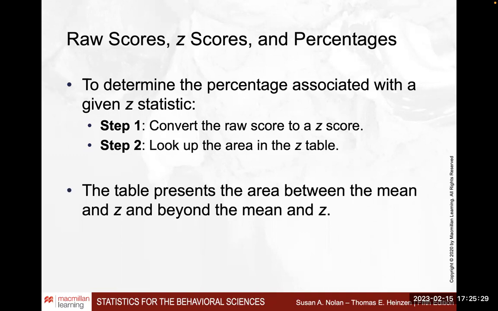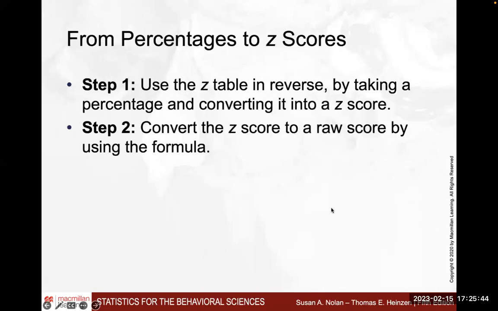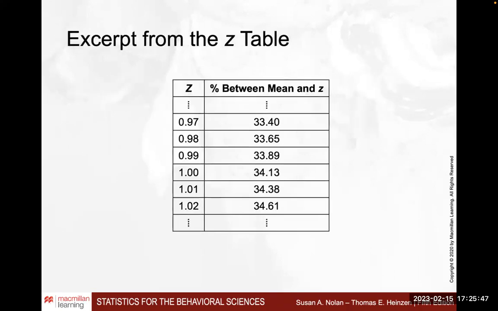So there is a distinction which I want to flag to you. Nolan and Heinzen use a different distribution table. They have a table that represents the area between the mean and the z-score, and beyond the mean and the z-score. So it looks different. I find this a little bit confusing, to be honest. What they're essentially doing is not showing 100%, they're showing 50% below and 50% above, which is a confusing approach. So I would not choose a distribution table of that kind. I believe the one that I have given you is more intuitive.